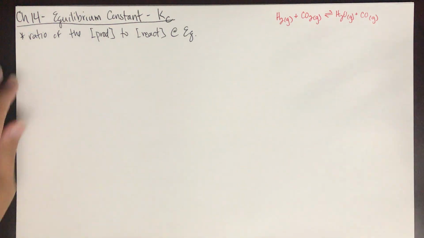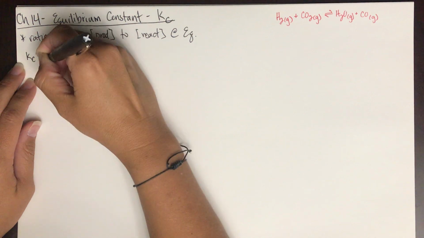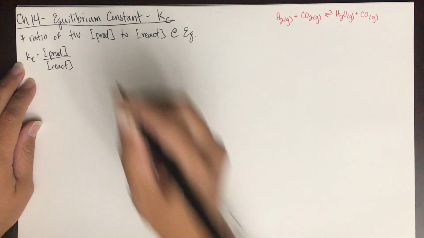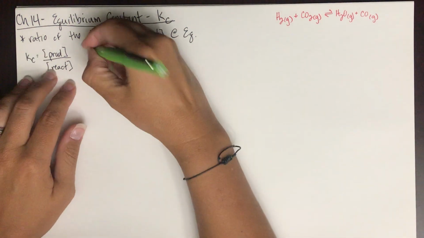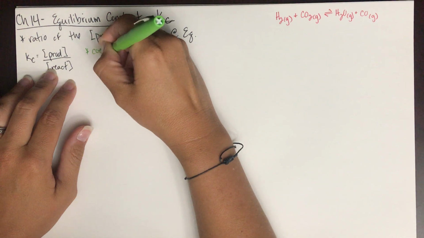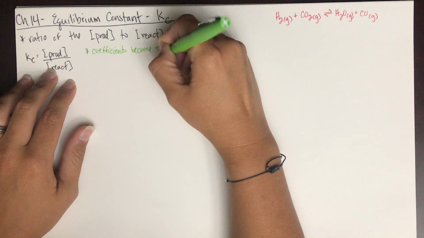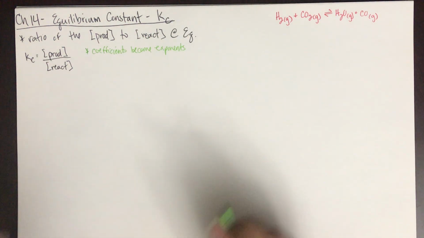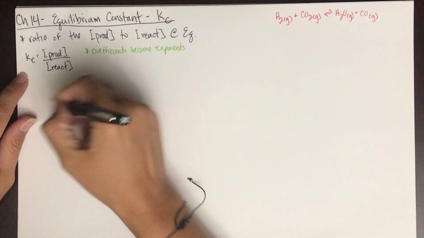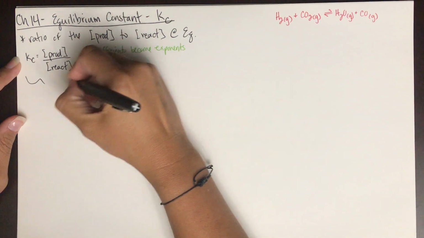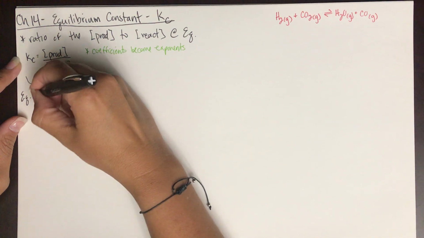So the way that we write this is we would say Kc equals the concentration of the products over the concentration of the reactants. And there are some rules here when writing the Kc. The first rule is that any coefficients become exponents when we're writing what's called an equilibrium expression. So this Kc is the equilibrium constant. This whole thing, the Kc equals the products over the reactants, is called the equilibrium expression.